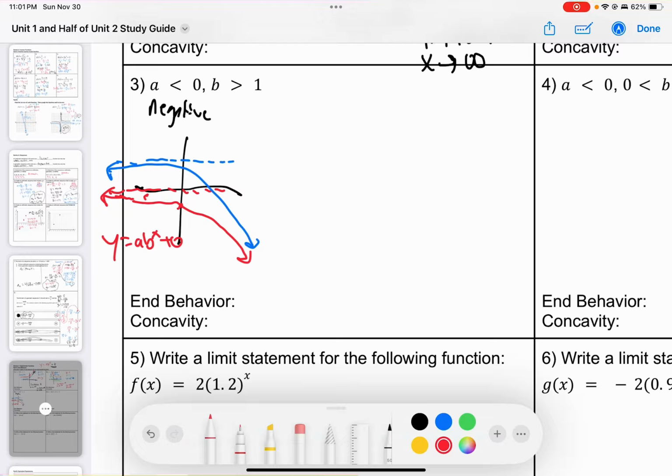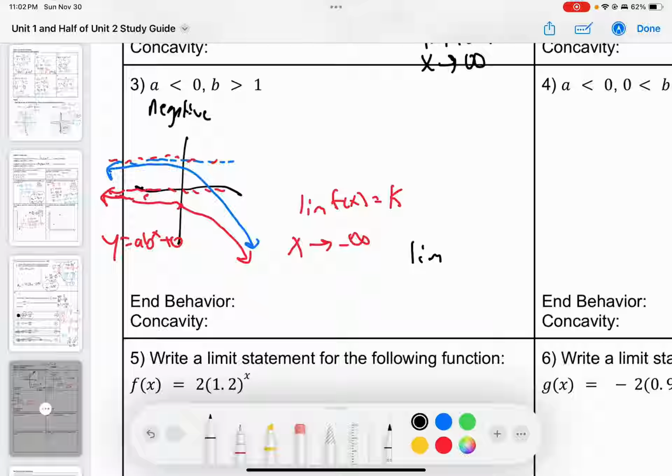So let's write our limit statement. The limit as x approaches negative infinity. What is the function approaching over here as we go this way? Well, it's approaching k, whatever k is. And the limit as x approaches positive infinity of f of x is going to equal negative infinity. We're going down forever.